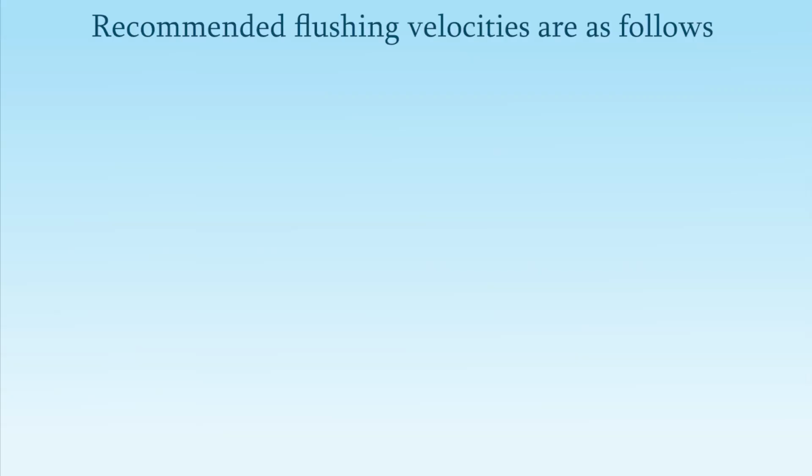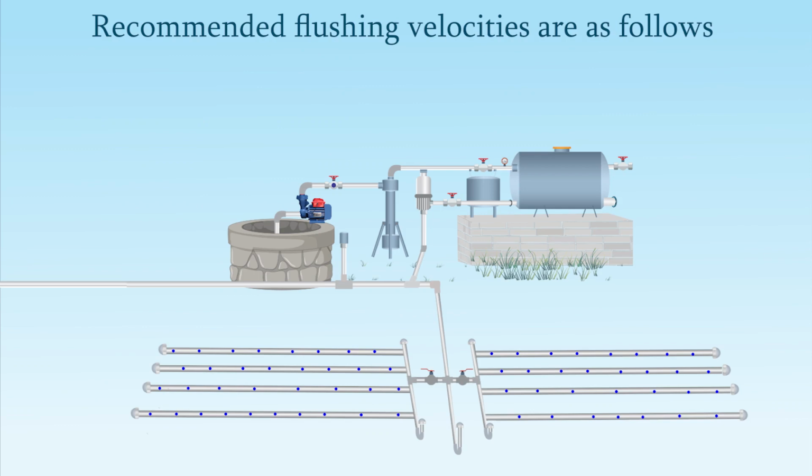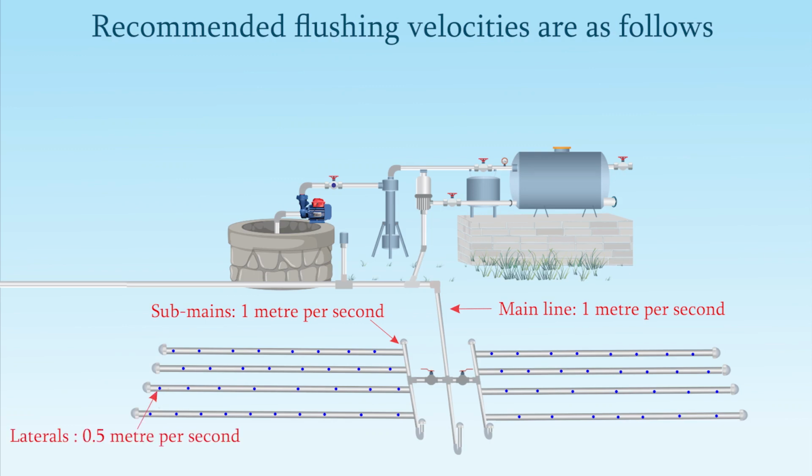The pressure of the regulating valve is increased to achieve enhanced velocities. Nevertheless, one must take care not to exceed the burst pressure of the emitter line and take-off adapters. The recommended flushing velocities are as follows. Main line 1 meter per second, sub-mains 1 meter per second and laterals 0.5 meter per second. Now let us learn about the different types of filters and their maintenance.